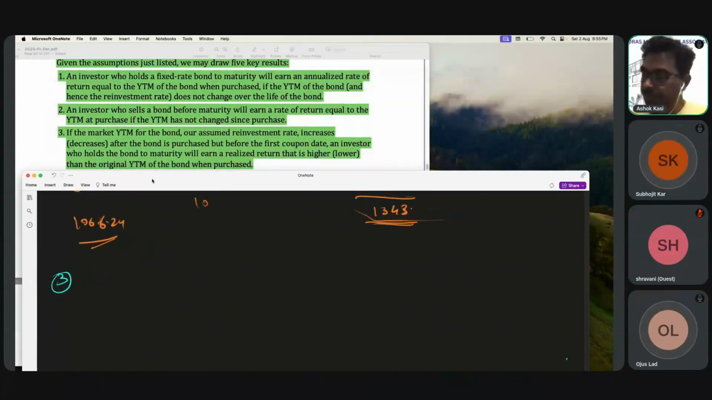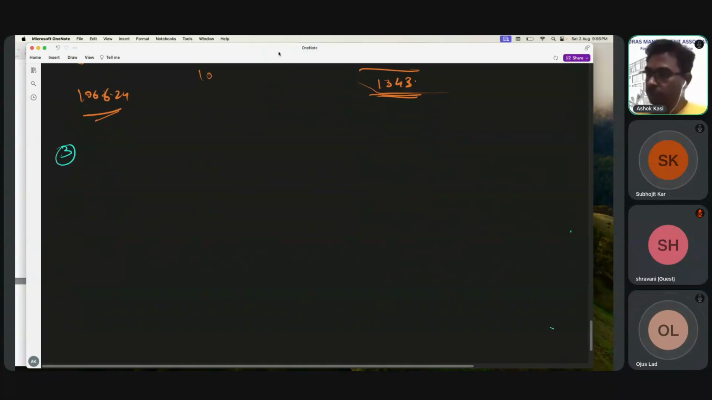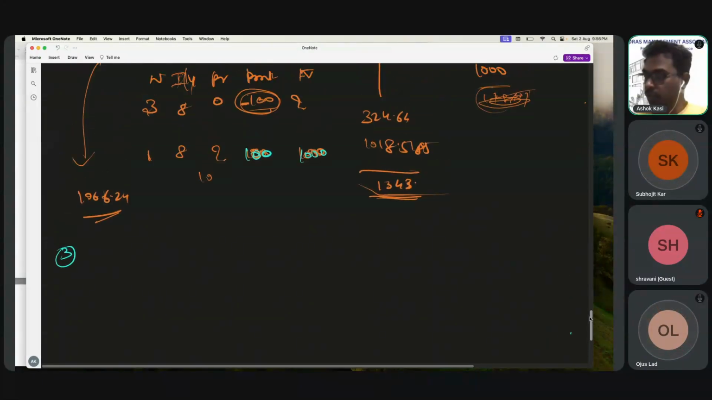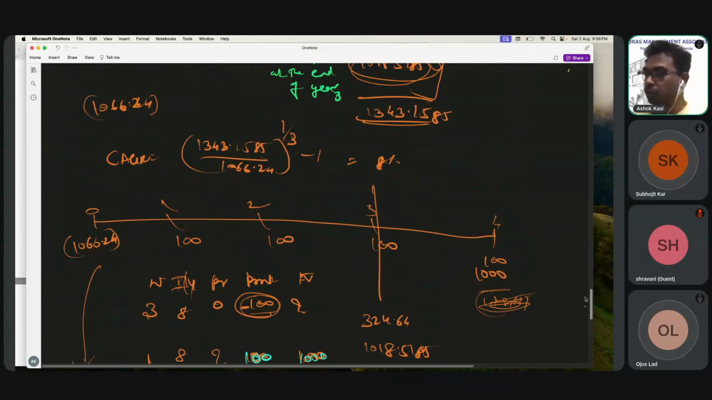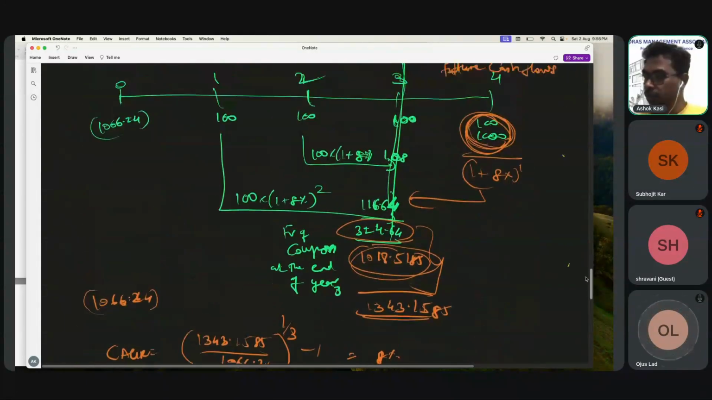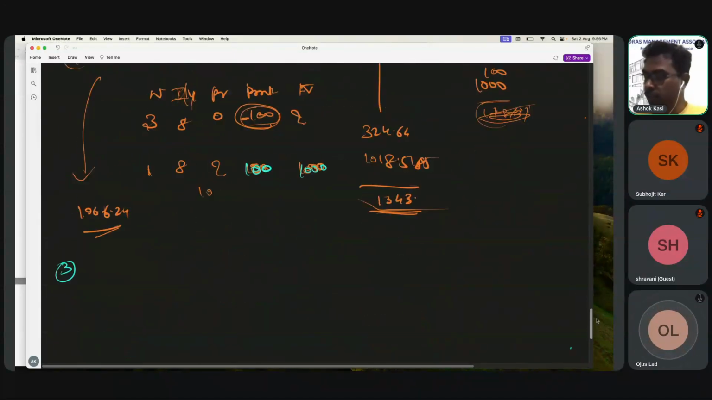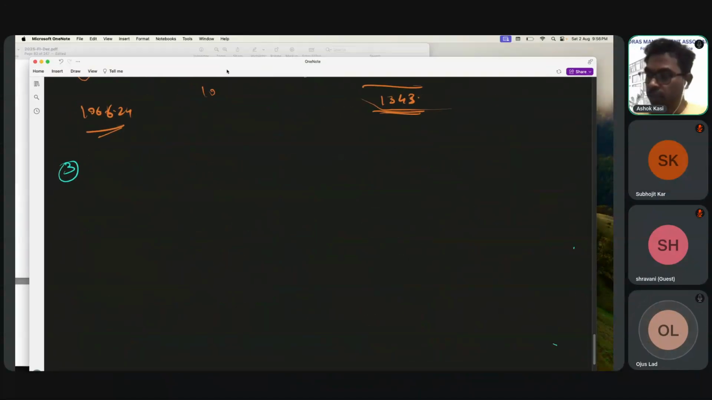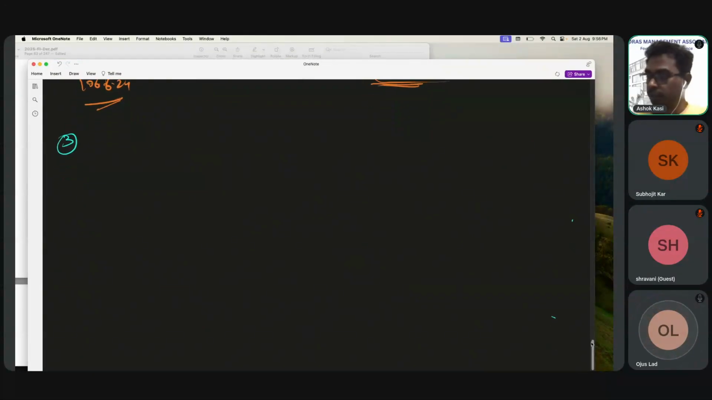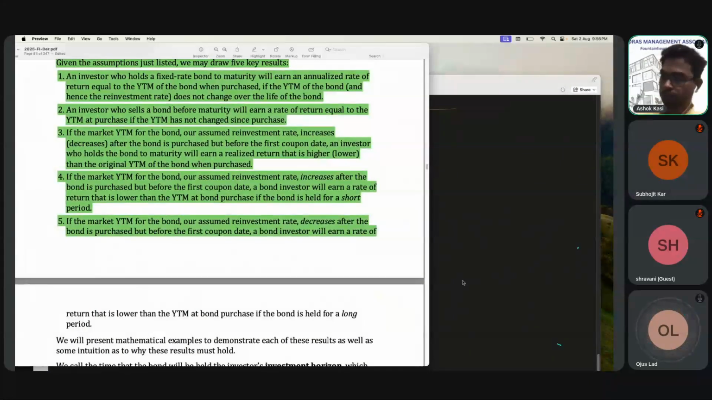Third one. You do one thing: take a minute and just go through whatever we have done. Just go through whatever we have done, and then I'll continue with the third one. Just process all that information in your head. You may just read these two.